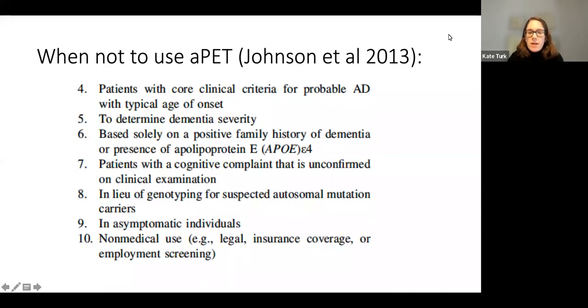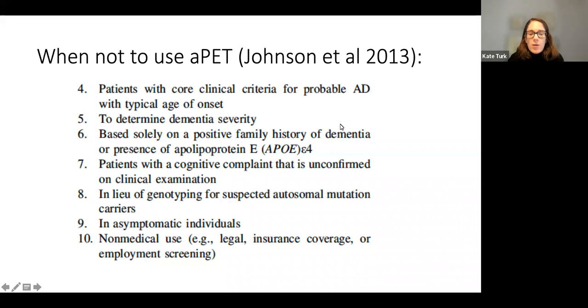They also specified when you might not want to get an amyloid PET. Patients who have a classic case of Alzheimer's disease with the typical age of onset after age 65 probably wouldn't change management with one of these studies. You don't want to get a study like this to determine dementia severity. There's no correlation between amount of amyloid load and clinical function or neuropsychological testing.